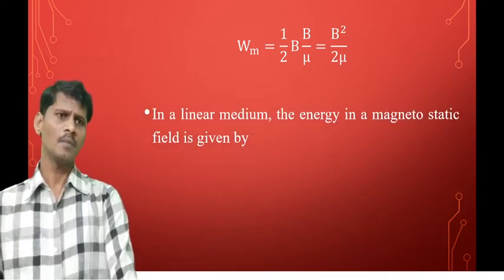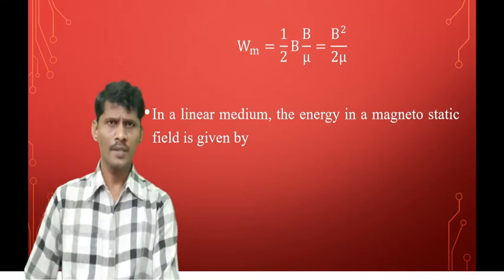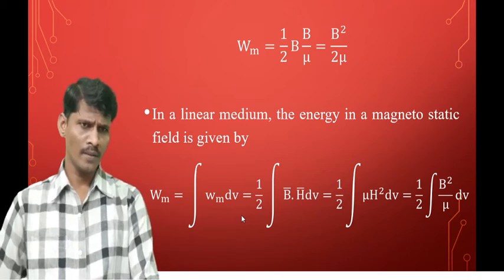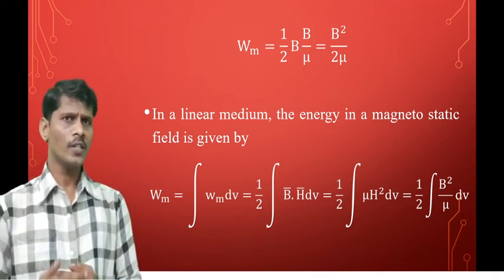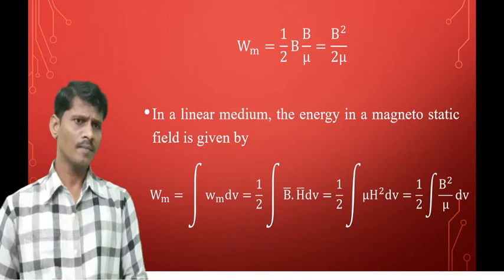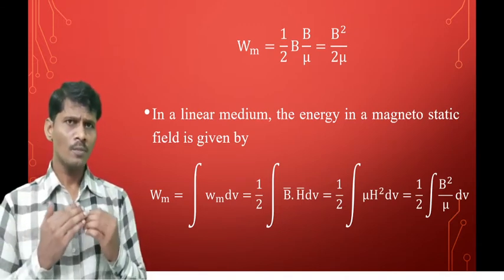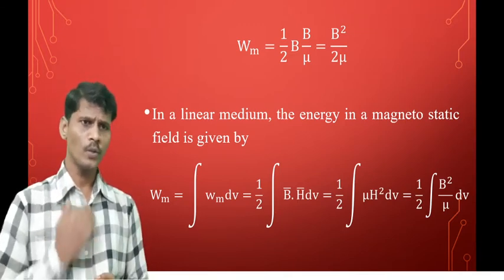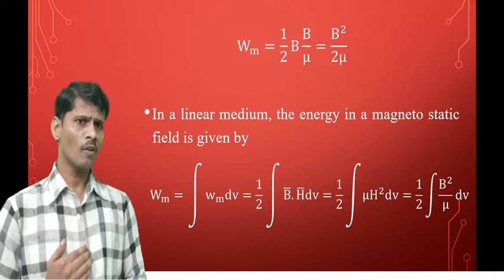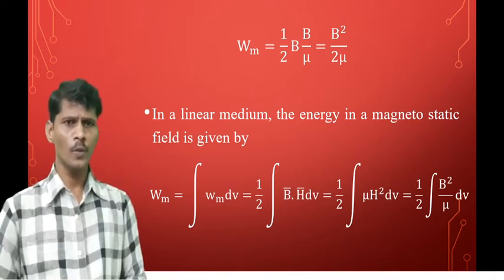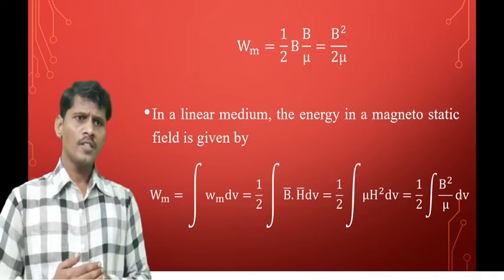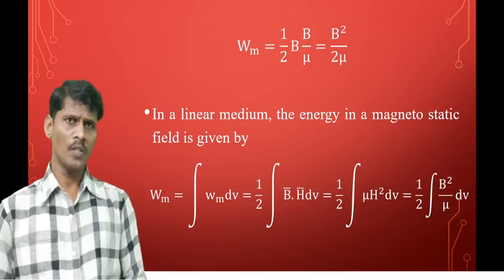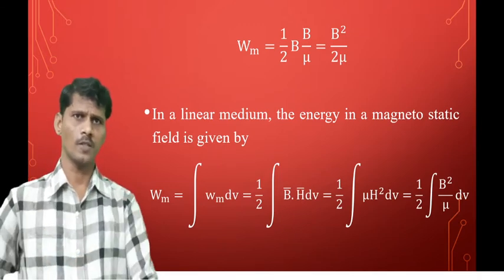In a linear medium, the energy in a magnetostatic field is given by Wm equal to integral of half into B dot H dV. The magnetic energy density Wm is equal to half B bar dot H bar, and B bar dot H bar value is mu into H square, so half mu into H square, and one more relation of half mu H square is 1 by 2 into B square by mu. So this is the energy in a magnetostatic field in a linear medium. Different relations, different expressions.